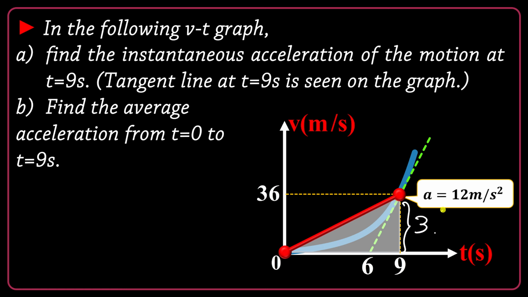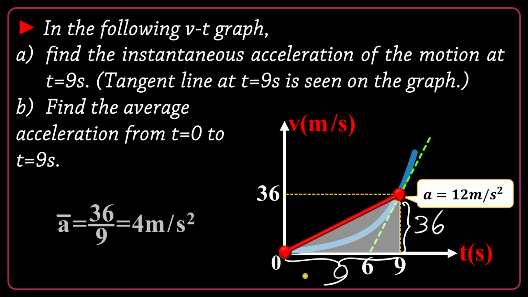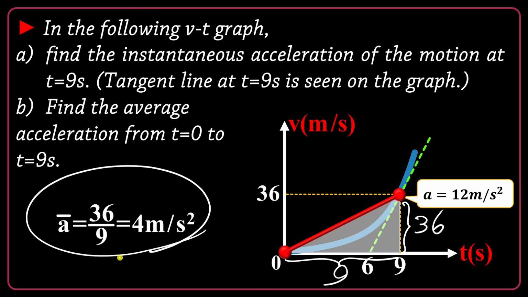The vertical here is 36 and the horizontal is 9. So the secant line has a slope of 4, which is 4 meters per second squared. As you see, the average acceleration from 0 to 9 is different from the instantaneous acceleration at t equals 9.